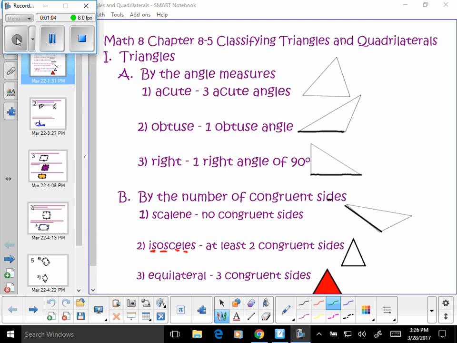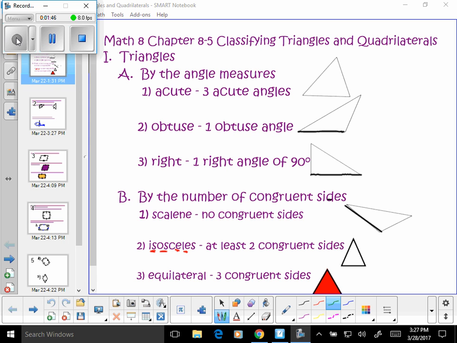Now, there's 180 degrees in every triangle. If we take the three angles, add them up, we will get 180. So there is no way that a triangle can have more than one right angle. And there is no way that a triangle can have an obtuse angle and a right angle. If it has an obtuse angle, it will have two acute. If it has a right angle, it will also have two acute angles. But we classify by that obtuse angle or by that right angle.